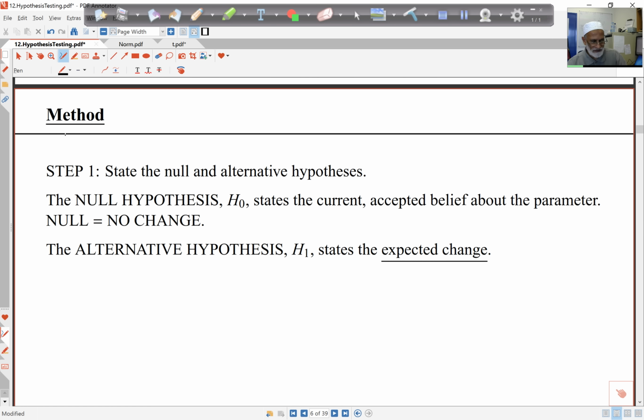The first is we state hypotheses. So the null hypothesis is the hypothesis of no change. In other words, we believe what has been told to us or from past data. We take the value as being the same as that. This is the hypothesis of no change. The alternative is the expected change or the values that will cause us concern.